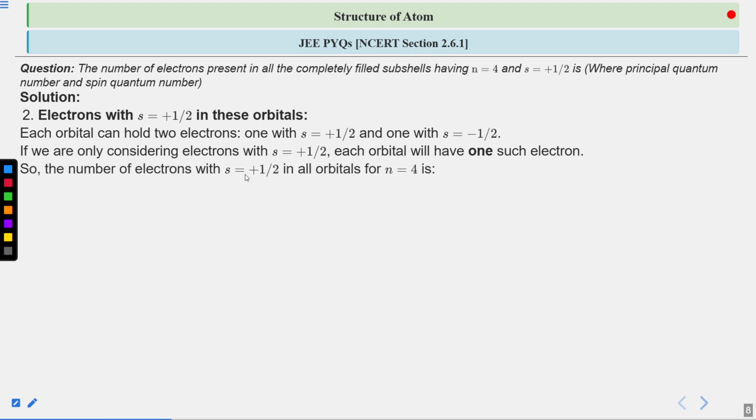So the number of electrons with s equals to plus half in all the orbitals for n equals to 4 is 16. Okay, so the number is counting as 16.